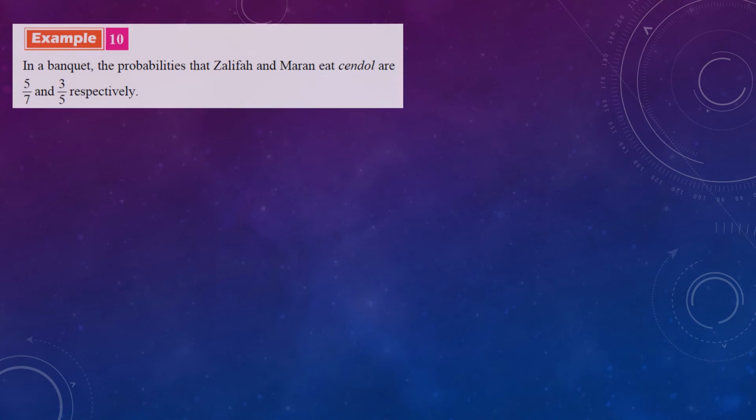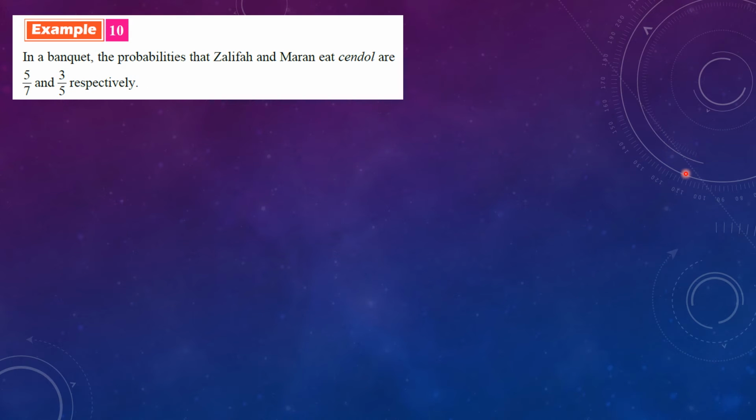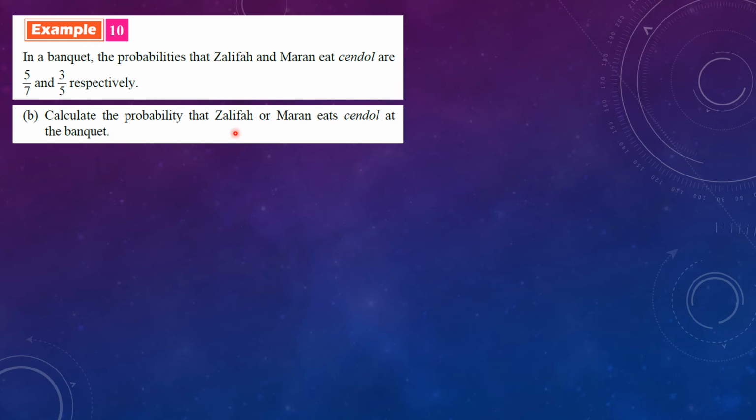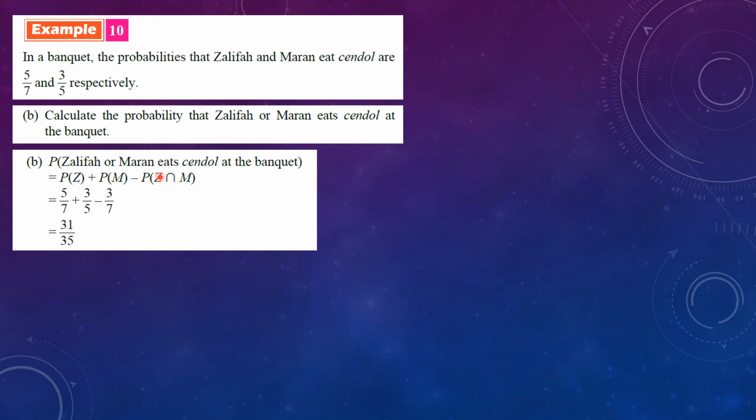Next, part B. Calculate the probability that Zalifa or Maran eats cendol at the banquet. So, Zalifa or Maran. The probability for Zalifa is 5/7, the probability of Maran is 3/5. You minus the intersection part, which is 3/7. So 5/7 plus 3/5 minus 3/7, you get 31/35.